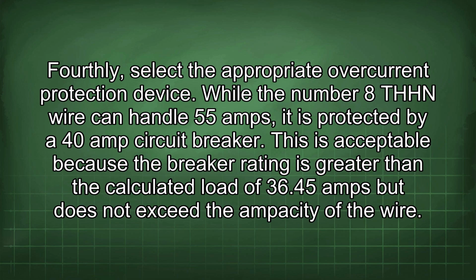Fourthly, select the appropriate overcurrent protection device. While the number 8 THHN wire can handle 55 amps, it is protected by a 40 amp circuit breaker. This is acceptable because the breaker rating is greater than the calculated load of 36.45 amps but does not exceed the ampacity of the wire.